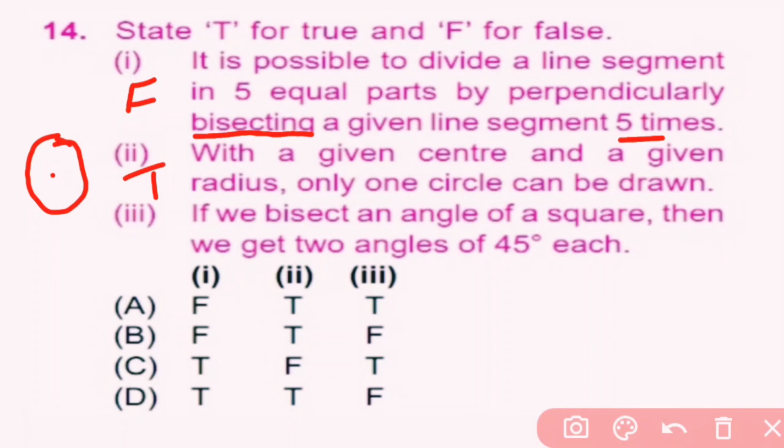Option 3, if we bisect an angle of a square, then we get two angles of 45 each. Square having 90-degree angles. If 90-degree angle we bisect, then each angle is 45 degree. So this also true statement. So here A is correct answer.